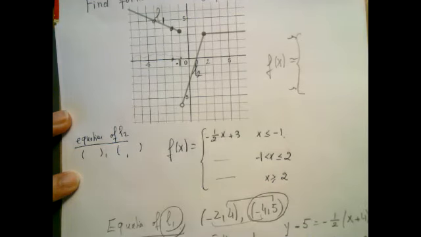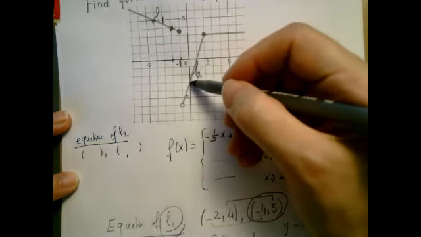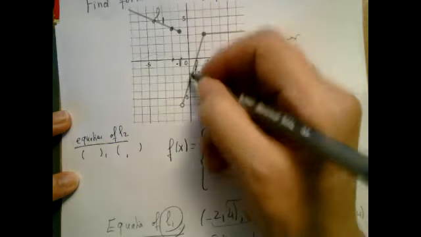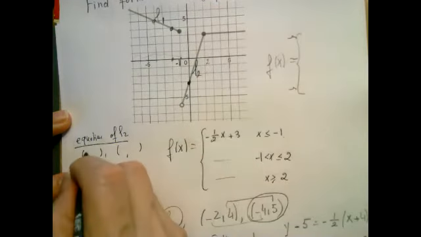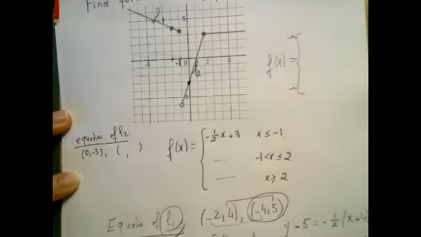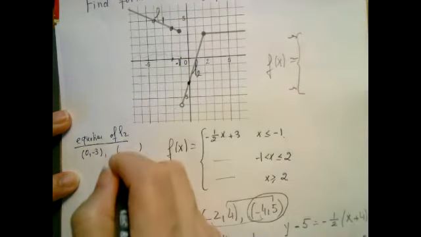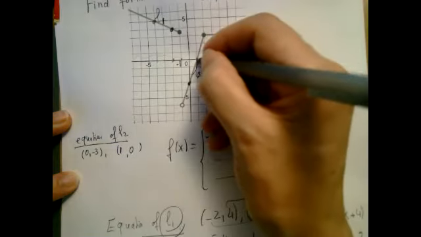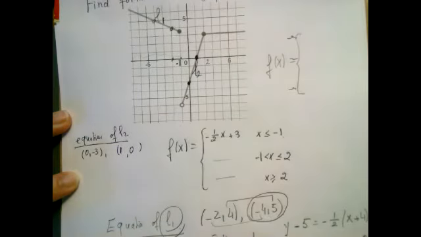0, -3. Okay, let me see. 0, -3. Absolutely correct. So 0, -3. Who wants to give me another point on this line? 1, 0. I'll pick this one. 1, 0. The students are giving me that point. Absolutely correct.